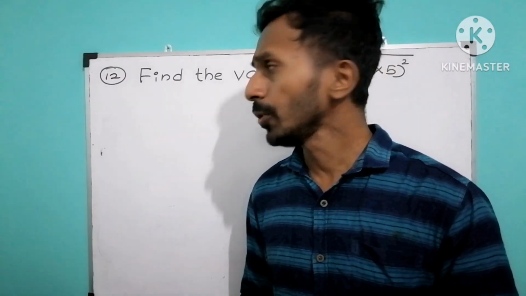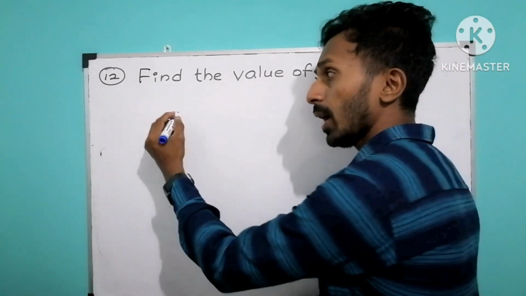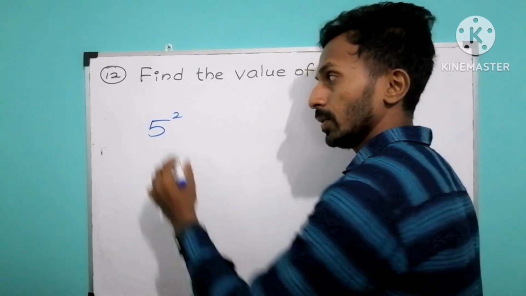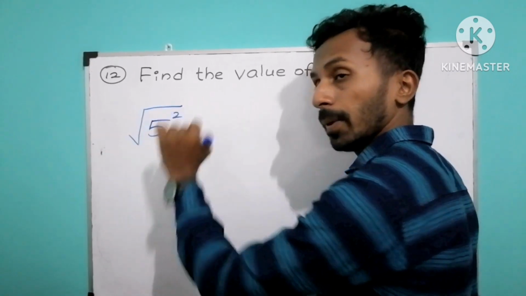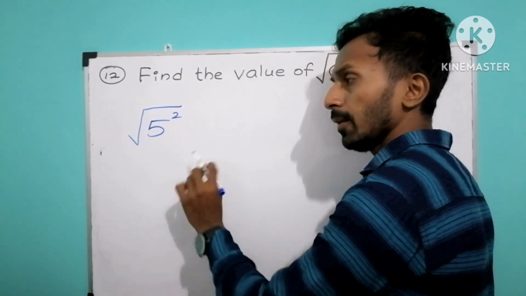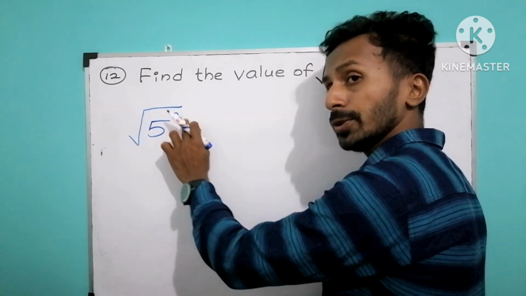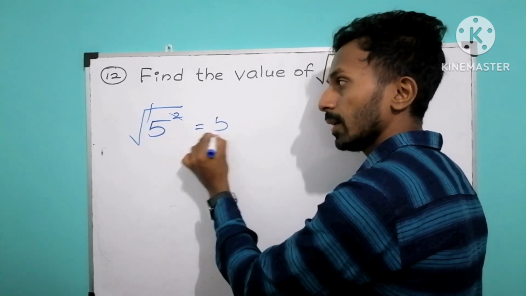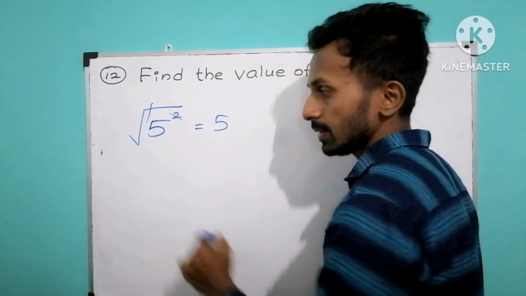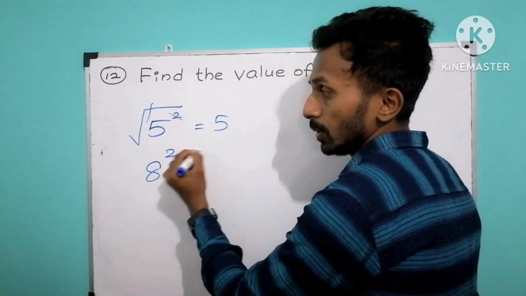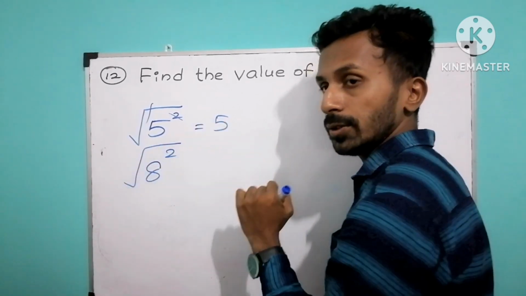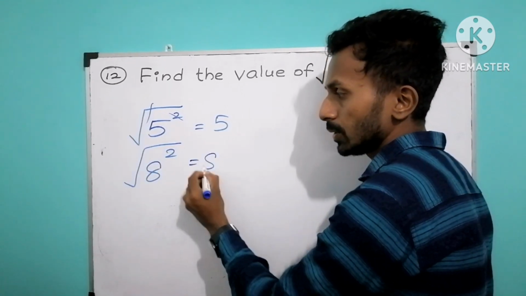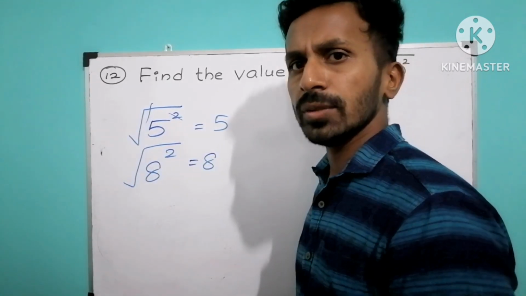My kids, do you know the square root of 5 to the power 2? Square root of 5 to the power 2. I say we can cut power 2 to square root 2. Then the answer is 5. Likewise, 8 to the power 2, square root of 8 to the power 2. Cut power 2 to square root. Then answer is 8. Do you agree with me?